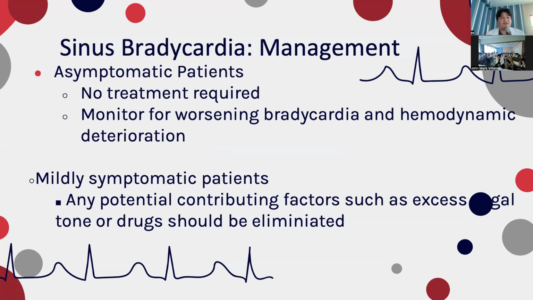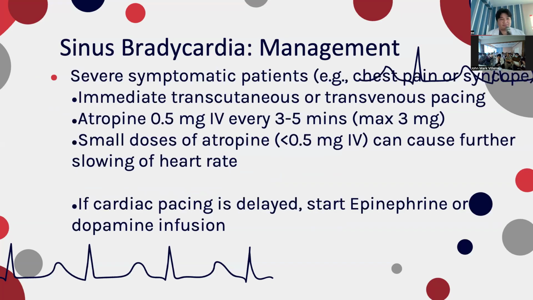So for the management, for asymptomatic patients, no treatment required. Monitor for worsening bradycardia and hemodynamic deterioration. For mildly symptomatic patients, any potential contributing factors such as excessive vagal tone or drugs should be eliminated. For severe symptomatic patients who have chest pain or syncope, immediate transcutaneous or transvenous pacing, atropine 0.5 milligram IV every 3 to 5 minutes, to a maximum of 3 milligrams.